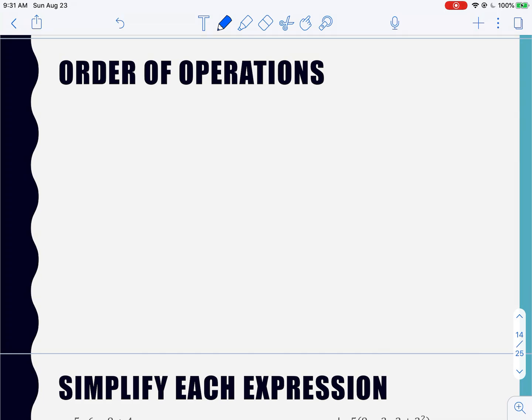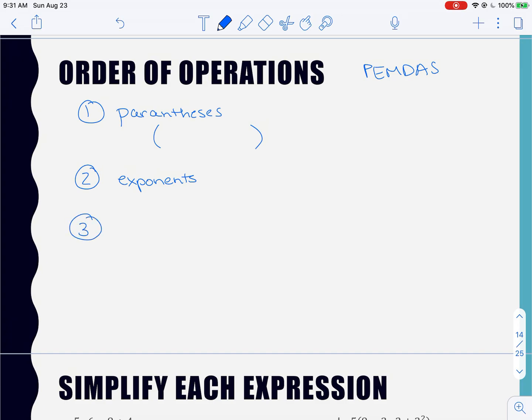Order of operations. You guys probably remember something along the lines of learning PEMDAS. PEMDAS isn't my favorite because I think you can get confused using PEMDAS, but the idea is okay. So the very first thing you're going to do is the P stands for parentheses. So anything inside parentheses, you're going to work out first. The E stands for exponents. So after you're done with parentheses, anything with an exponent, you're going to do next.